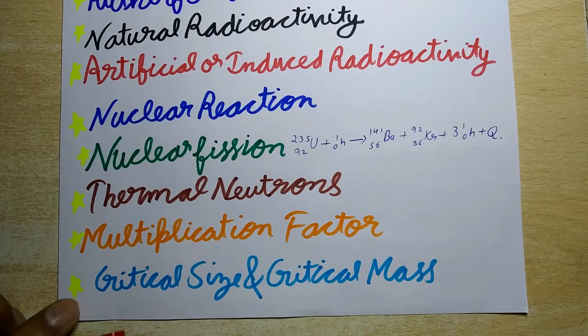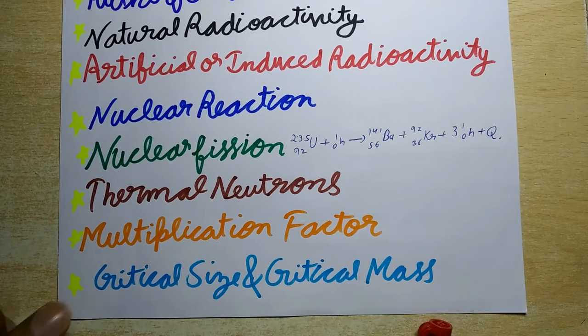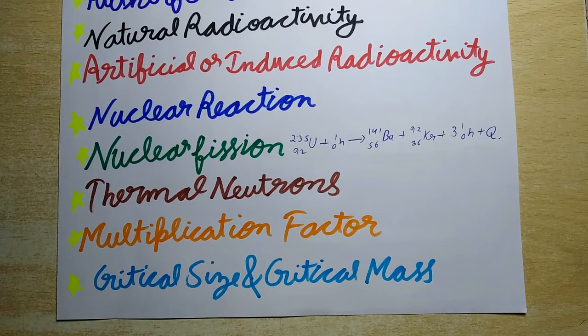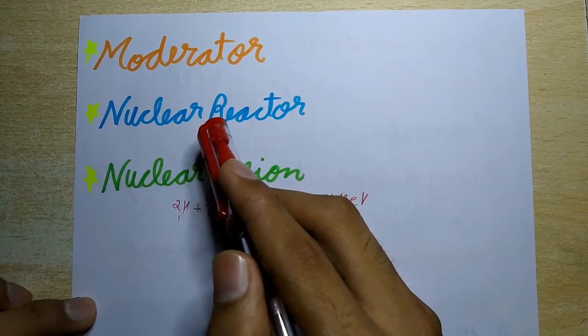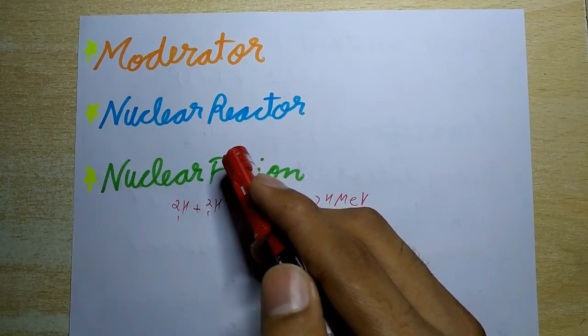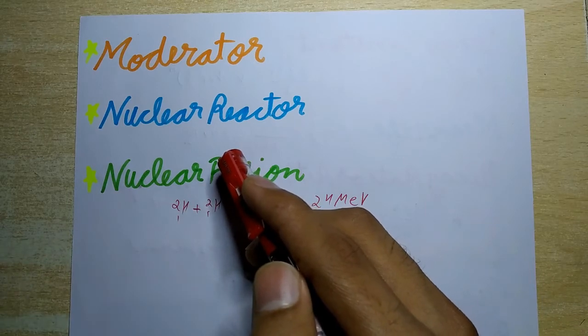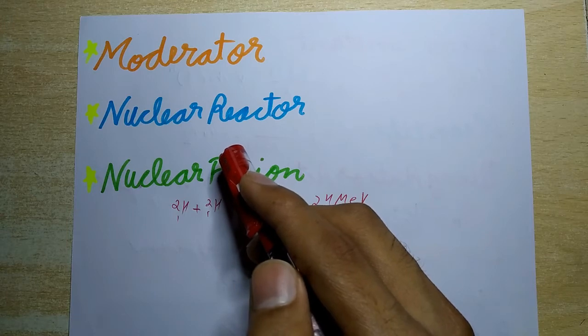Now next is critical size and critical mass. The size of the fissionable material for which the multiplication factor is unity is called the critical size, and its mass is called the critical mass of the material. The chain reaction in this case remains steady or sustained. Now next is moderator. Any substance which is used to slow down fast moving neutrons to thermal energies is called a moderator. The commonly used moderators are water, heavy water, that is D2O, and graphite.